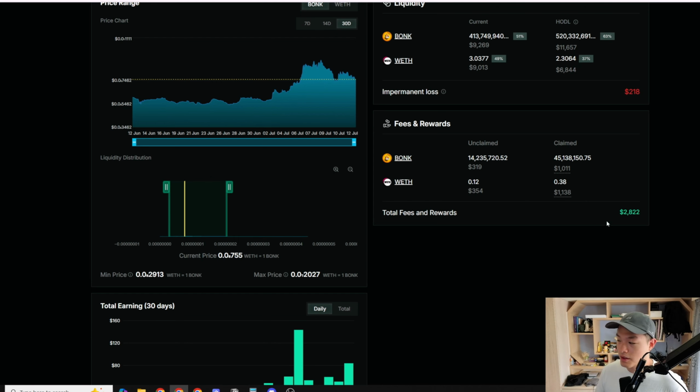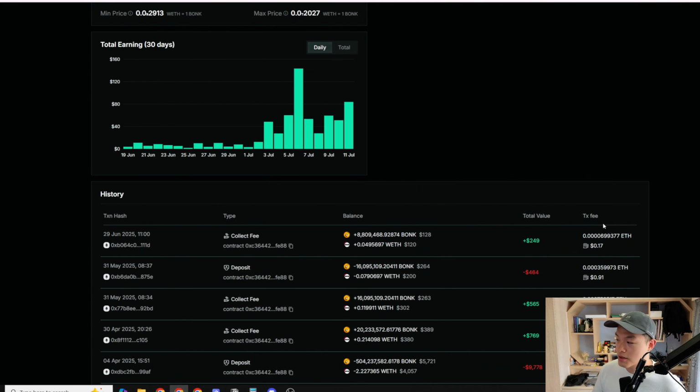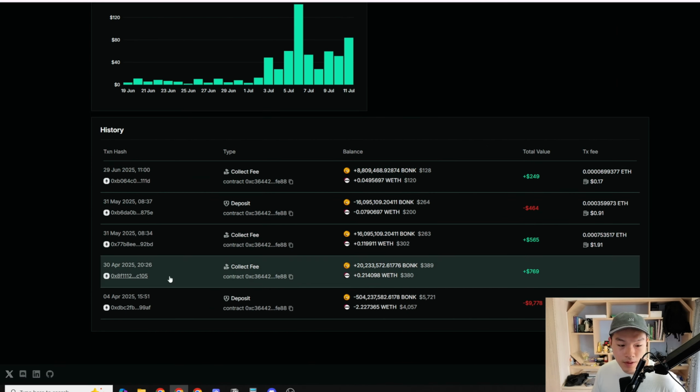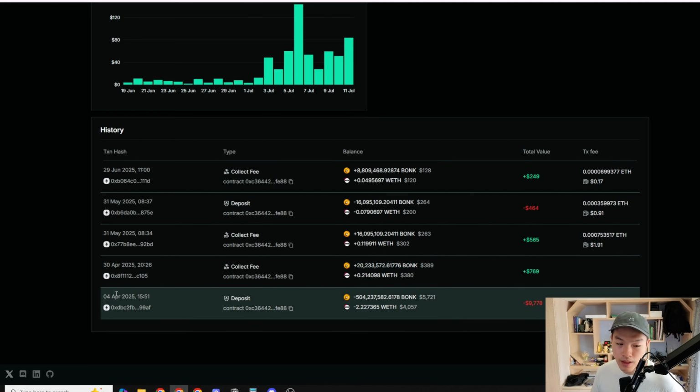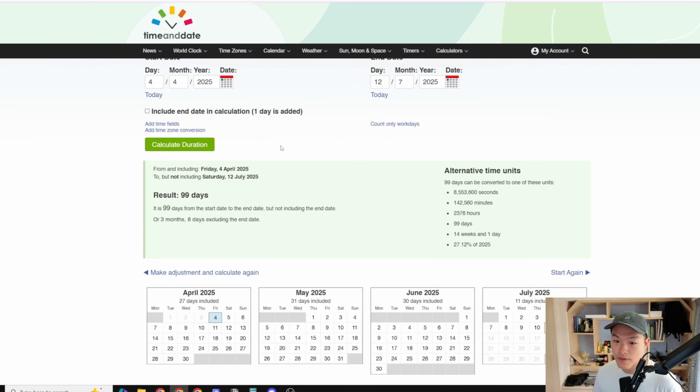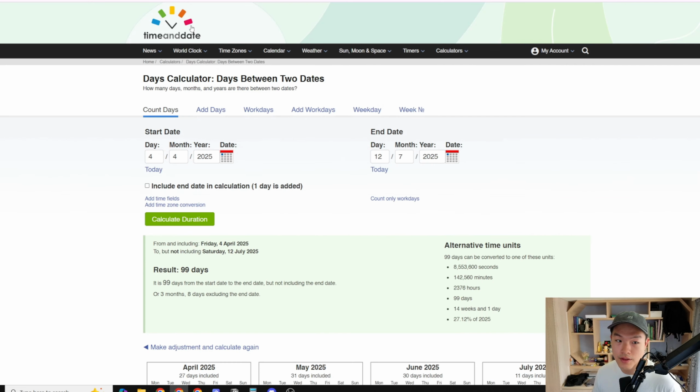So then you could get a more accurate APR estimate. What I want to do here is take a look at the date. I entered into this pool on April 4th of this year, and today is July 12th. So I'm going to go to this time and date site. This date calculator would be able to calculate the dates for me very clearly. So April 4th, 2025, and then July 12th, 2025.